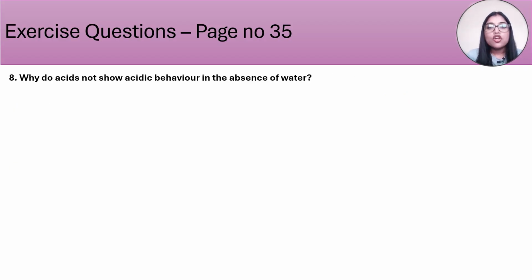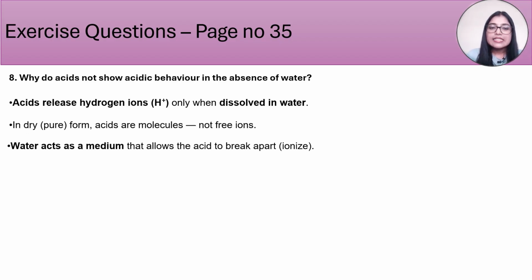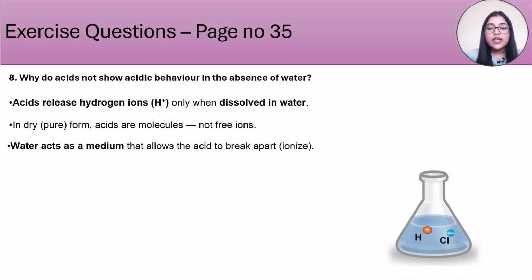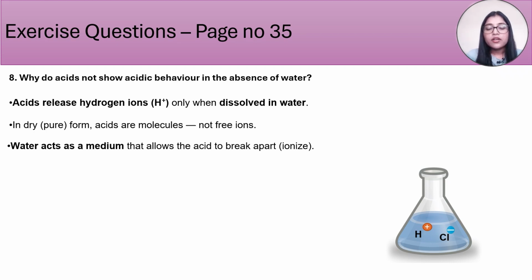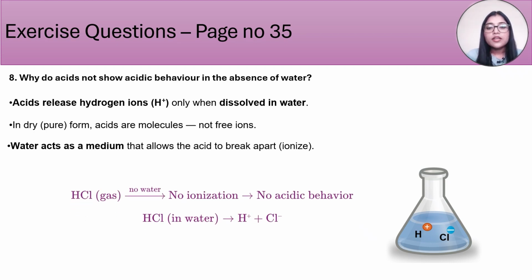Why do acids not show acidic behavior in the absence of water? We know that acids release hydrogen ions only when dissolved in water. In pure form, for example in a gas form, they do not have free ions. So water acts as a medium that allows this acid to break apart. That's why they ionize only in water and they do not show this acidic behavior in the absence of water. For example, hydrochloric gas without any water does not show any ionization. However, the same hydrochloric acid in water breaks into H plus and Cl minus ions, displaying acidic behavior.